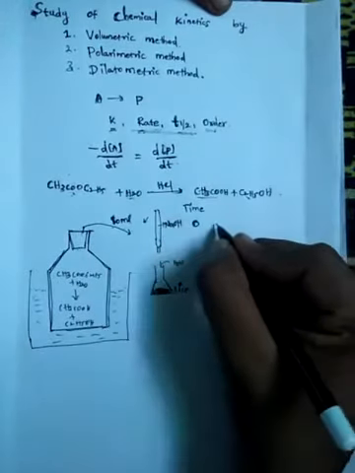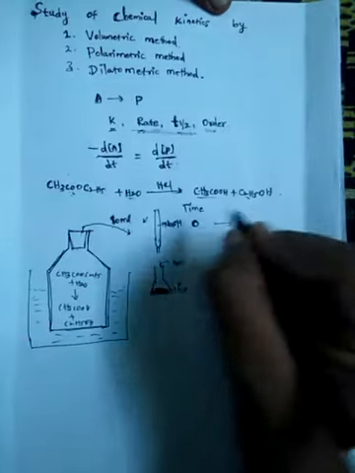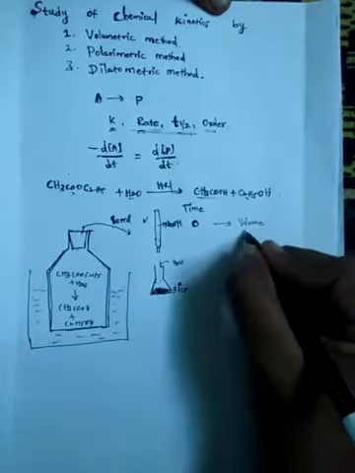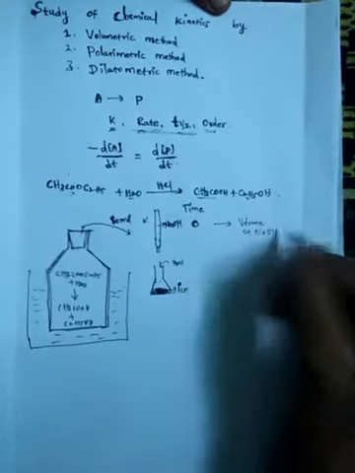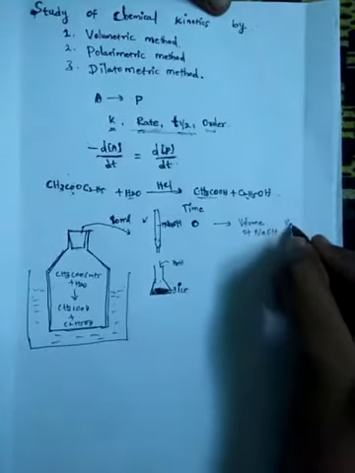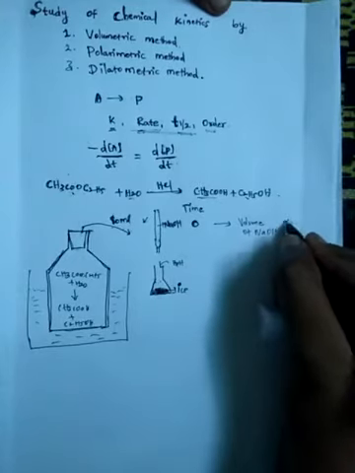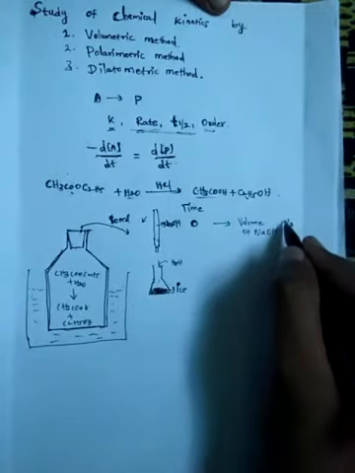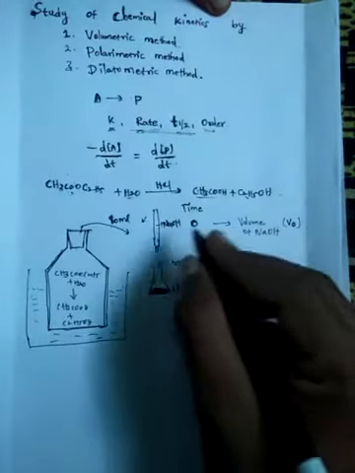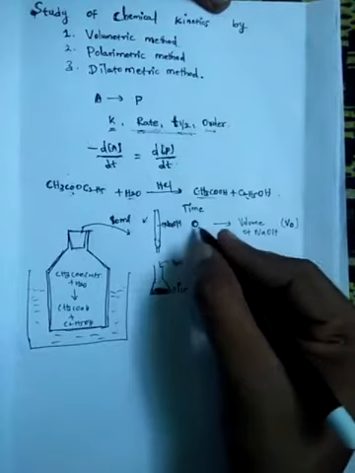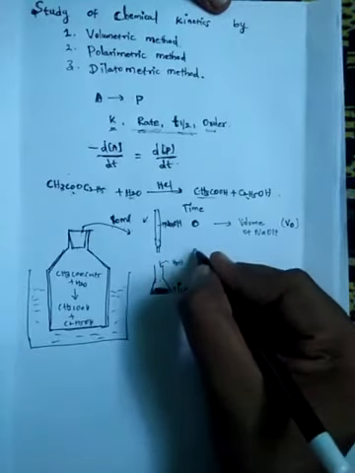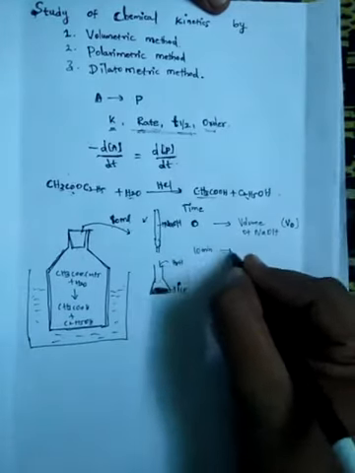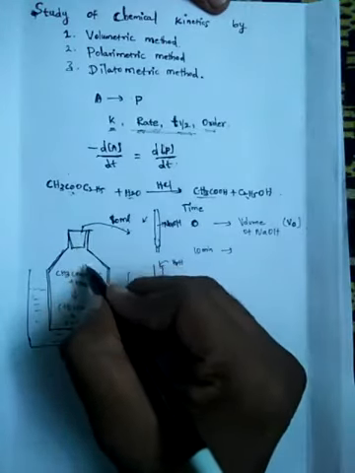So I note the corresponding volume at zero time. Volume of NaOH I'll note. This I call V0. Volume of NaOH required at zero time is V0. And then at various times, meaning at the 10th minute or 5th minute, I'll take the 10th minute. Exactly at the 10th minute, again I have to withdraw 10 ml of the reaction mixture.